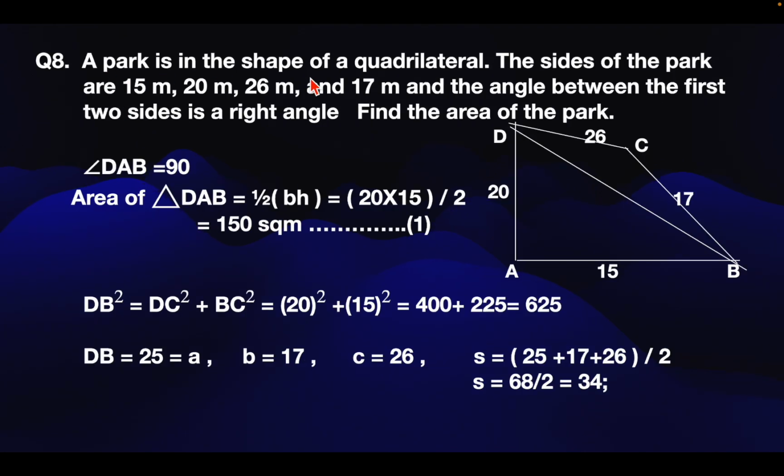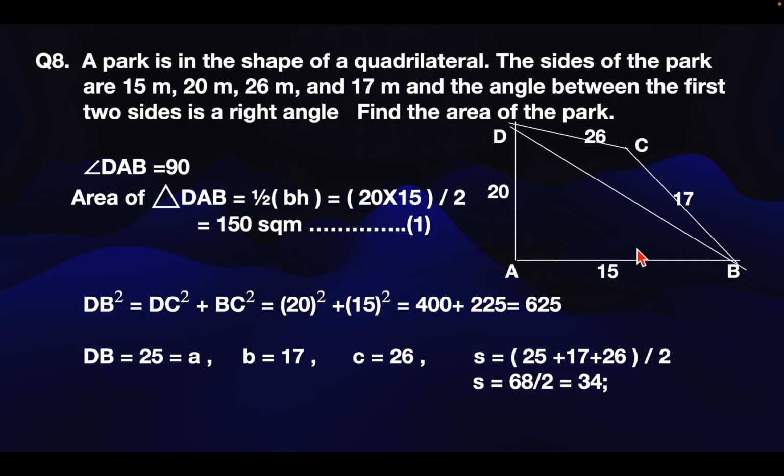A park is in the shape of a quadrilateral. The sides of the park are 15 meters, 20 meters, 26 meters and 17 meters, and the angle between the first two sides is a right angle. Find the area of the park. So here this is the figure of that park. This angle is 90 degree. They have given us the length of the sides of the park: 15, 17, 26, 20. Now we have to find the area of this park.